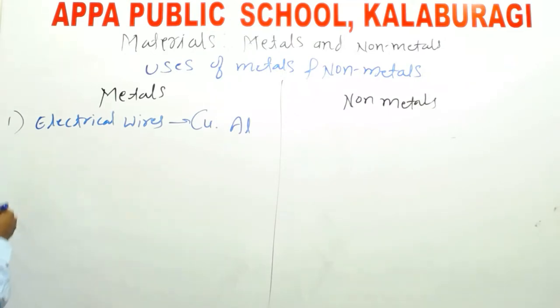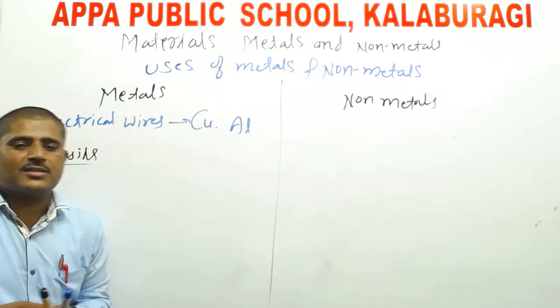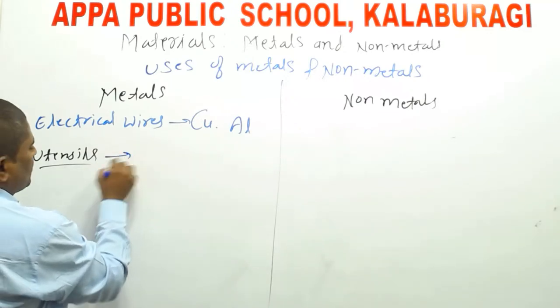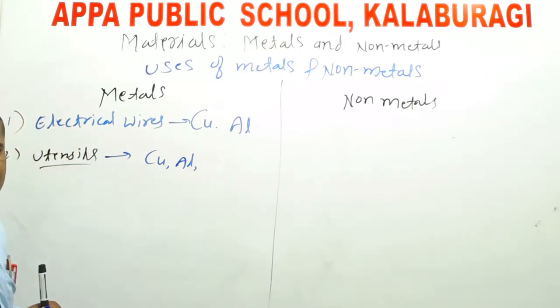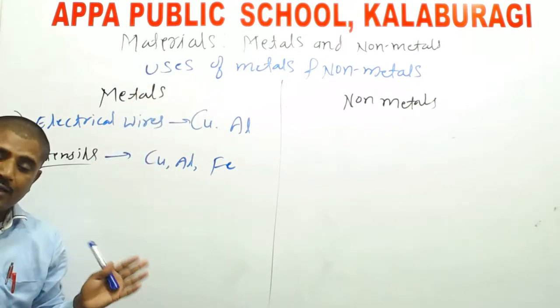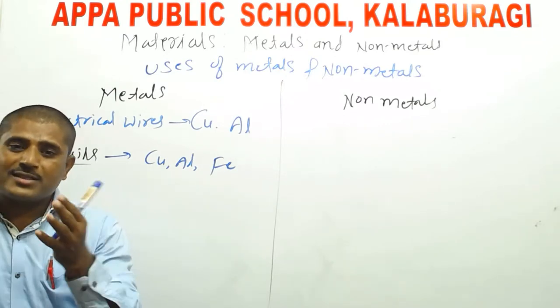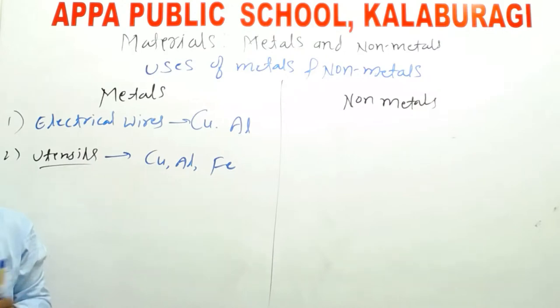Yes. Next, second point: utensils. You know very well in your home, so many utensils are there, for cooking purposes, for making tea. Especially copper vessels and aluminum utensils are there. Next, one more is iron. We also use iron vessels. Earlier days we were using iron pots. Even copper pots we still use. Iron vessels we are minimizing, but instead we use aluminium and some alloys for vessels or utensils.